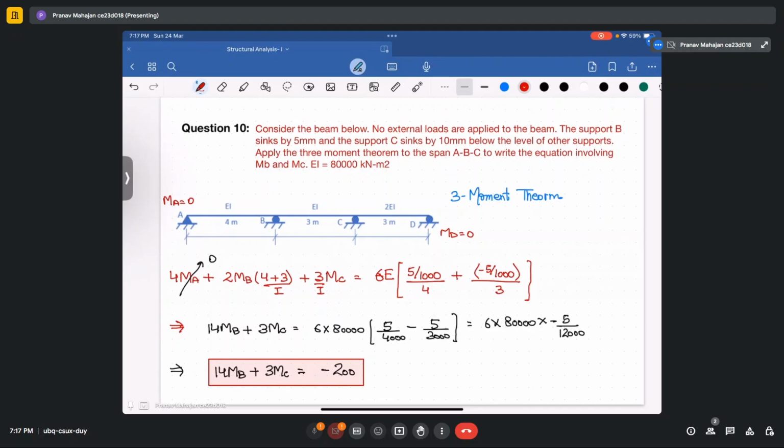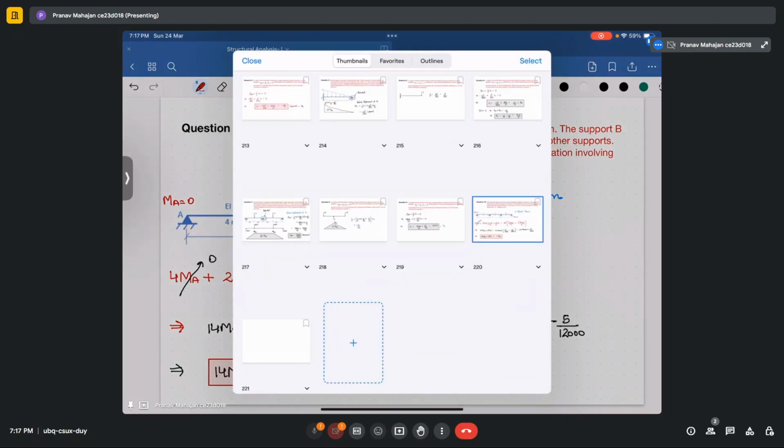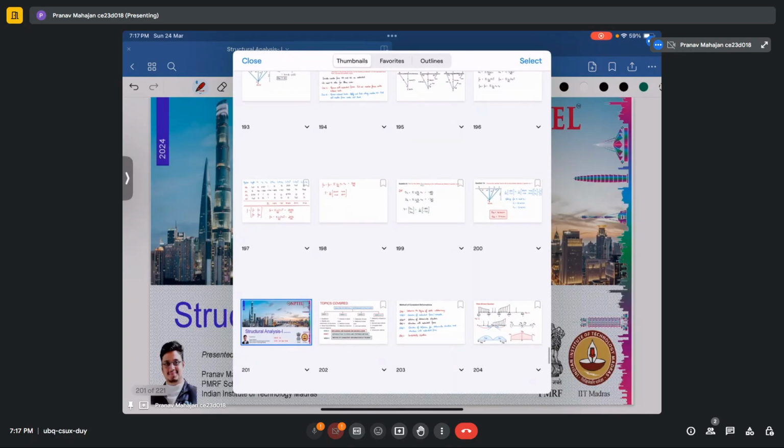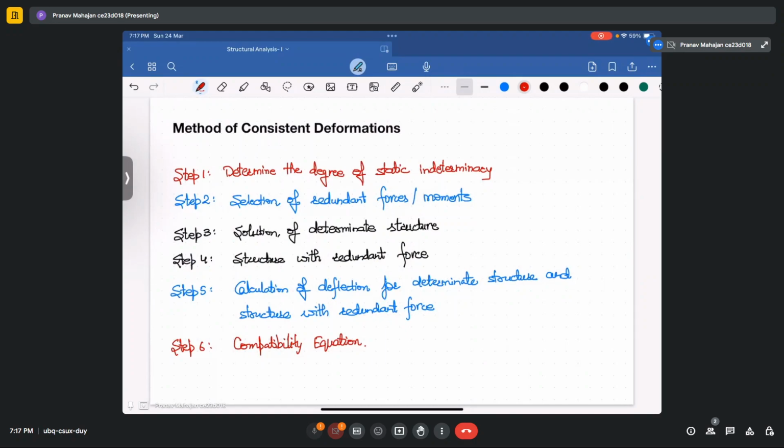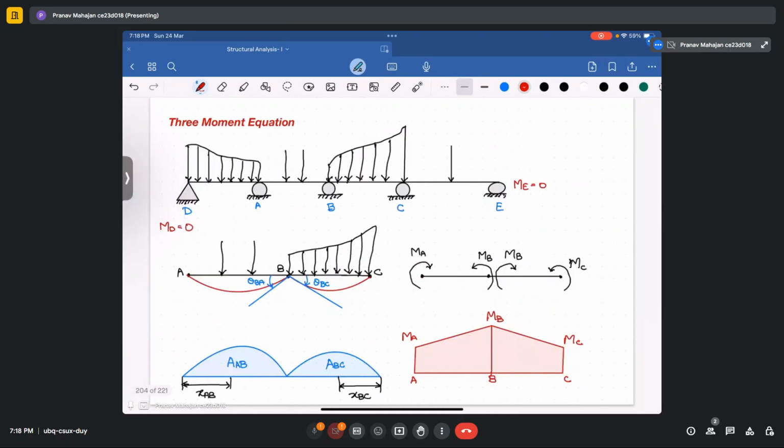So let's have a recap of what we have covered today. We started with how to solve the problem of consistent deformation, wherein we have to determine the degree of indeterminacy, then select the redundant force, solve for the determinate structure, solve for the redundant force, solve for the structure with the redundant force, and then apply the consistency equation and get the value of the unknown reaction at that particular point.